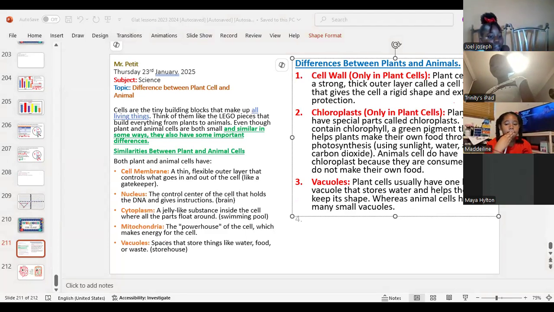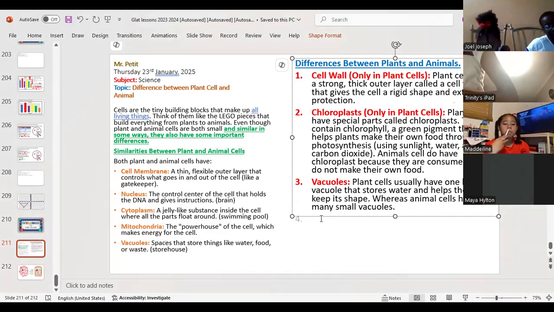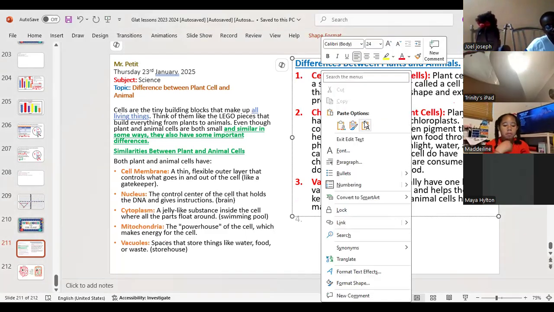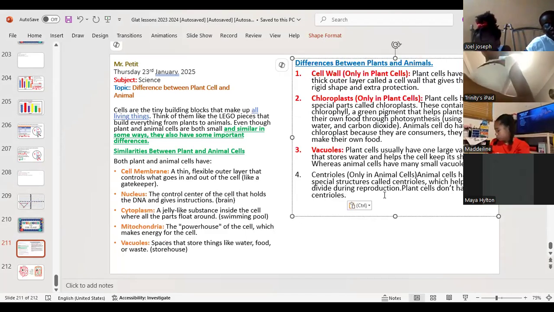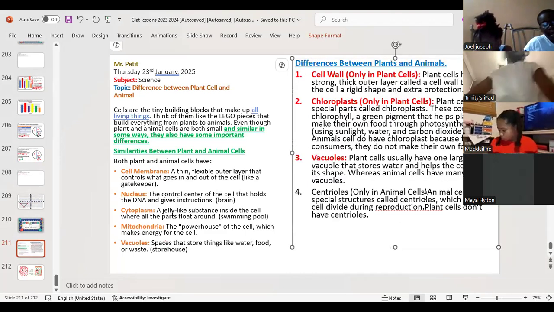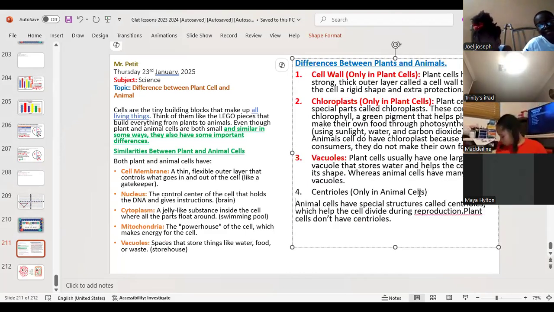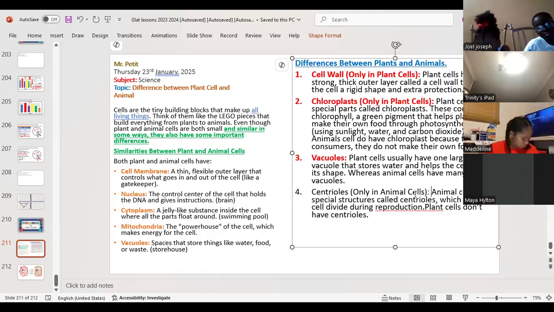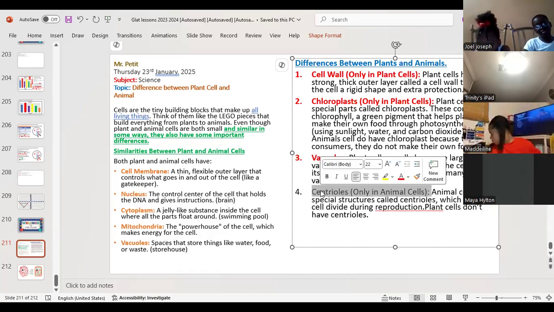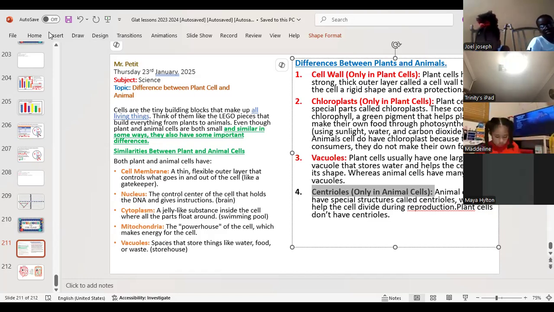Okay, now the last difference between the plant cell and animal cell is going to be the centrioles. So the centrioles are only found in animal cells, right? Only animal cells have the centrioles. Plant cells do not have the centrioles.